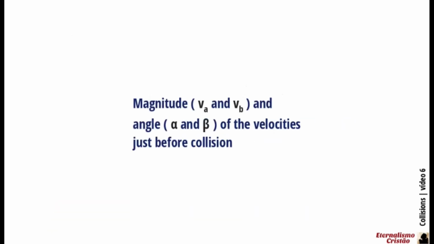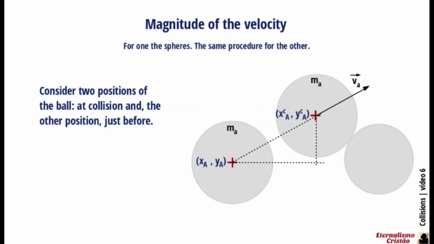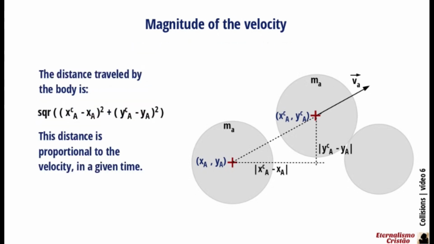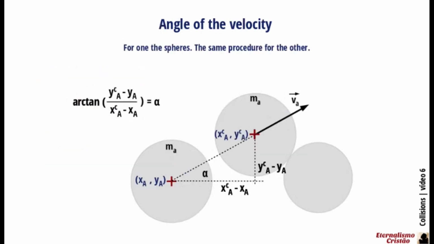If you need to build a simulation software, you need to find the magnitude, VA and VB, and angle, alpha and beta, of the velocities, just before collision. To find the velocities is easy. Just consider two positions of the ball, at collision and the other position just before collision. The distance traveled by the body is proportional to the velocity, in a given time. We resort, again, to the arctangent for finding the angle of the velocity.